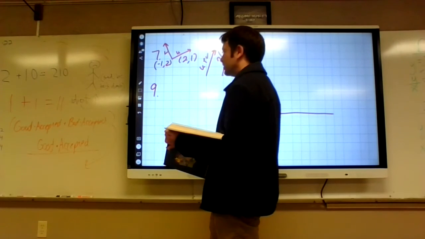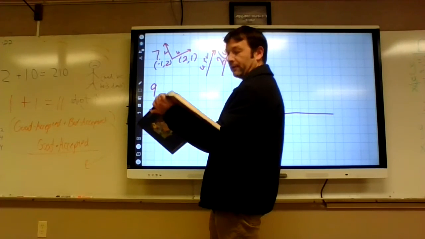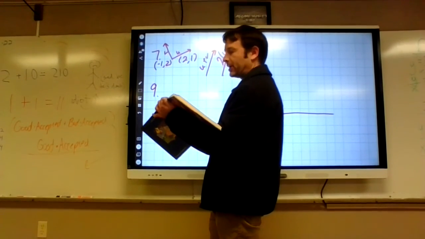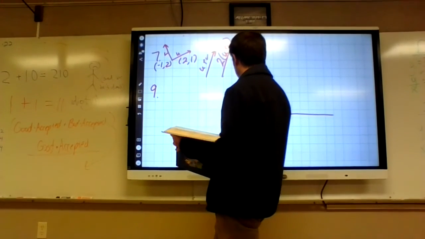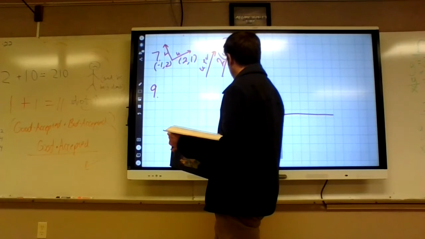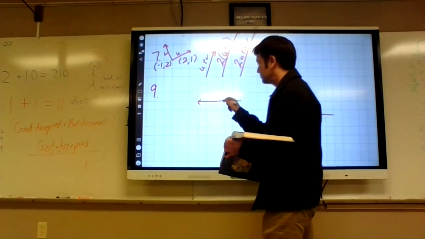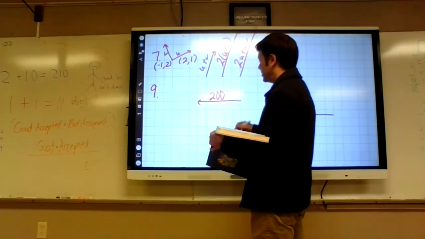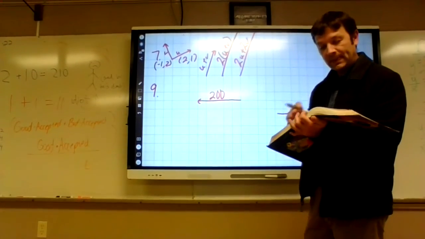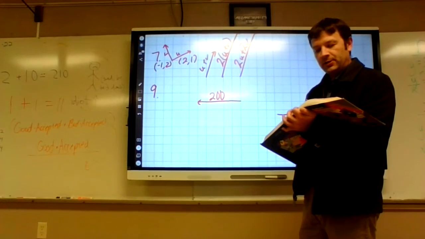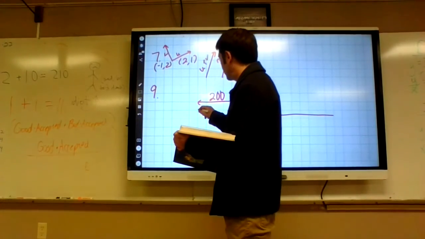Let's make each square worth 50 or something. Okay, we'll make each square worth 40. How about that? That should work out alright. Okay, we're stopping at 9, right? So this is 200 west. I don't think I really need this. And then 240 due south.